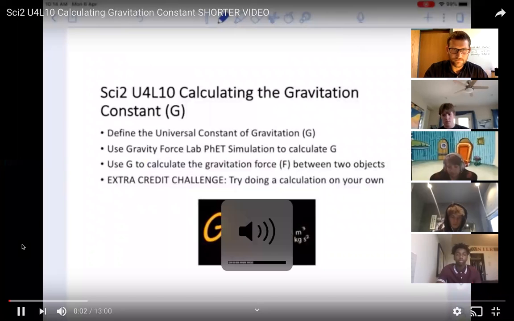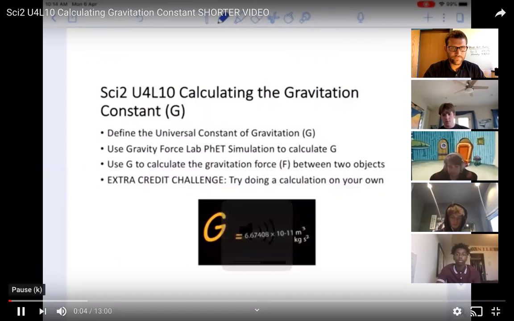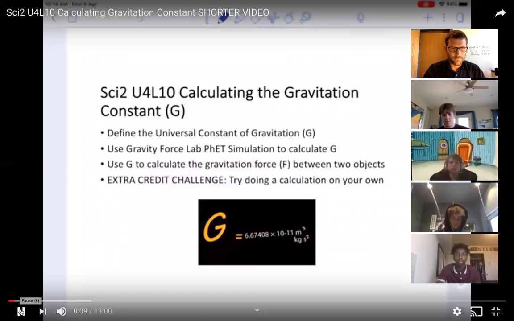Hi, Science 2 kiddos. I'm going to show you some of the math behind calculating gravitational force. This relates to chapter 5.5 in the Hewitt textbook. Everyone seeing the image and hearing the audio okay?